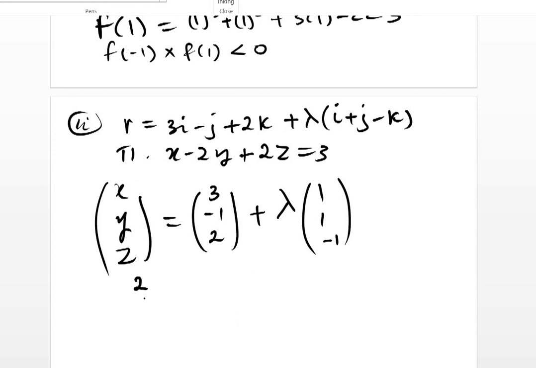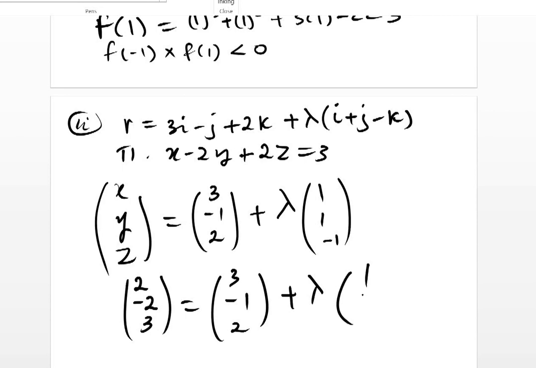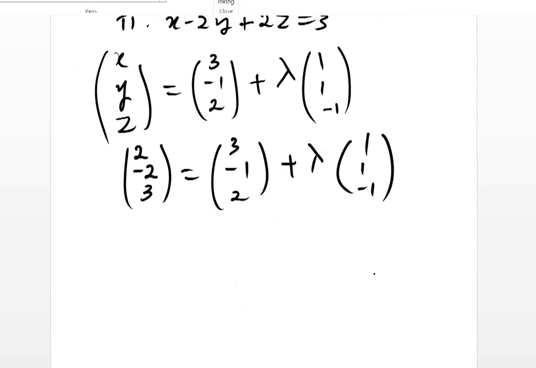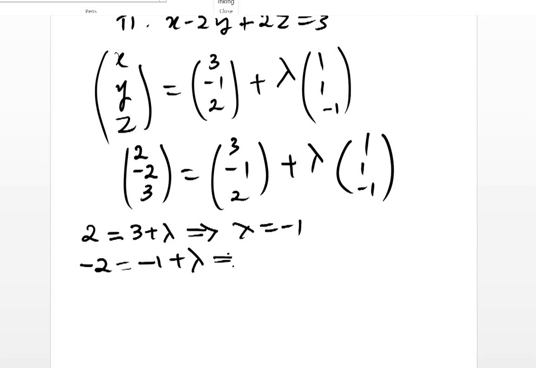Those are the coordinates: (2, -2, 3) is equal to (3, -1, 2) plus lambda (1, 1, -1). Since it satisfies that plane, (2, -2, 3). Okay, let's verify that. We compare the components: 2 is equal to 3 plus lambda, and when we solve, lambda is negative 1. Negative 2 is equal to negative 1 plus lambda, and when we solve for lambda here, it is negative 1.